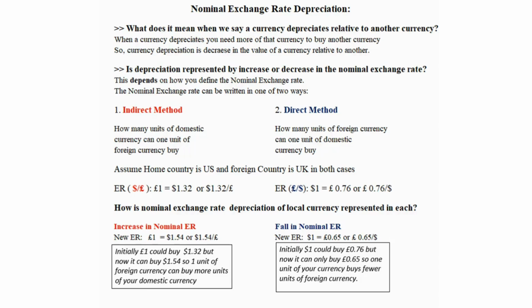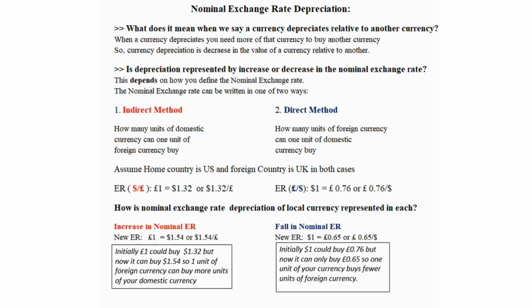Another way of writing the same information is to use the direct method, where you see how many units of foreign currency can 1 unit of domestic currency buy. So it's the exact opposite of how you write the nominal exchange rate using the indirect. So here, now the nominal exchange rate will be expressed in terms of pounds per dollar. So here it will be like 0.76 pounds per dollar, which means that you can get 0.76 units of the foreign currency, i.e. pounds, with 1 unit of the domestic currency, i.e. dollars.